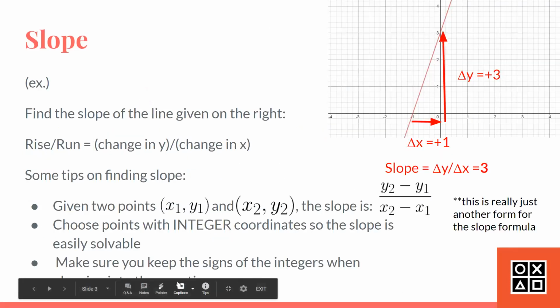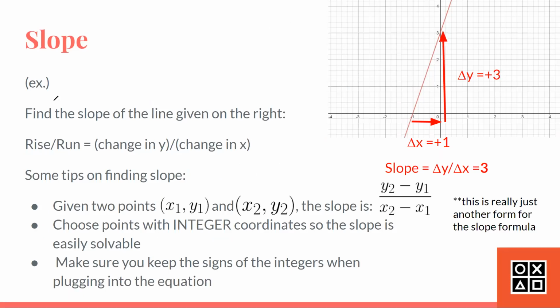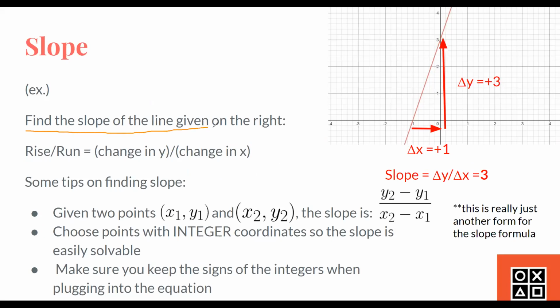So here's an example of slope. I'll annotate. Okay, so find the slope of the line given on the right. We'll use the rise over run method, which is change in y over change in x. So this is the change in x, and this is the change in y. To find it, it would be change in y over change in x. So the change in y is 3, which is 3 over the change in x, which is 1, which equals 3. That's the slope over here.